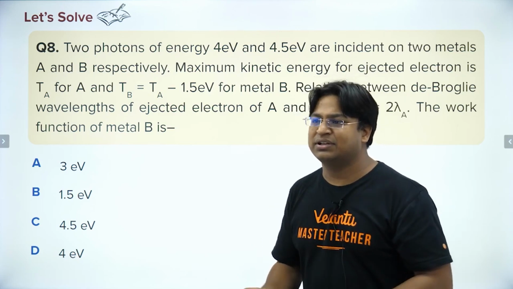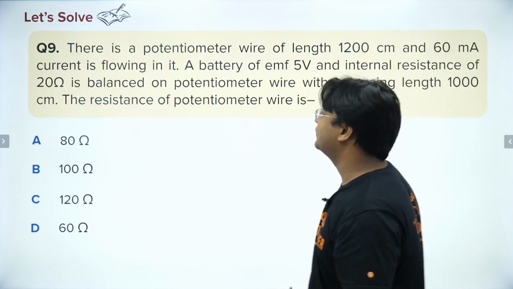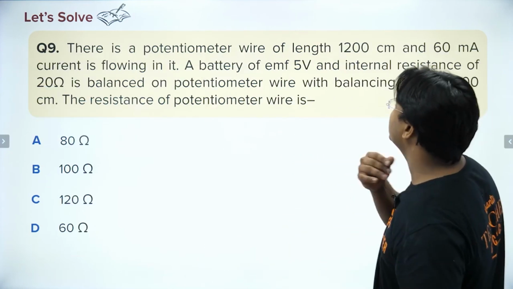All right, guys, I guess that would be enough for now. Let's move to the next question. Now, question number 9 says what? There is a potentiometer wire of length 1200.